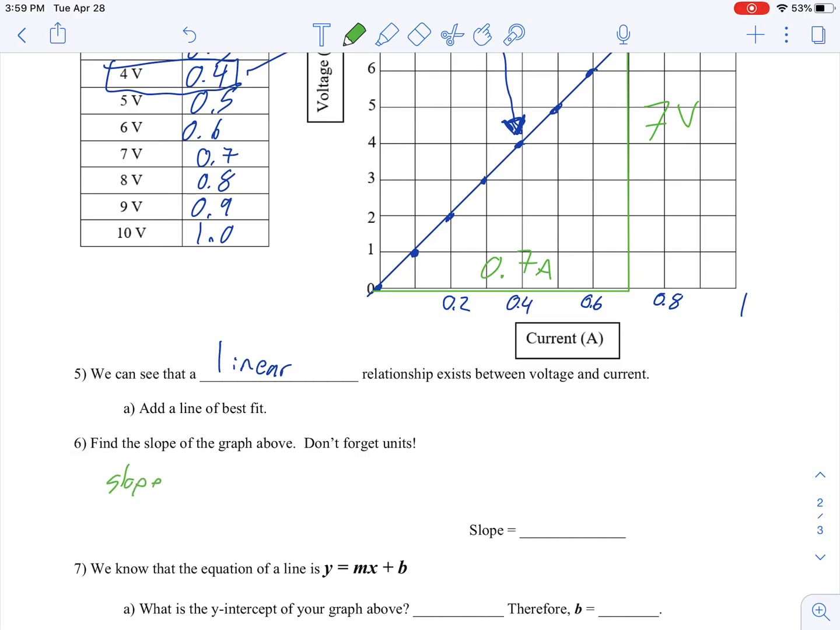So slope equals rise over run. 7 volts over 0.7 amps. So if you throw that in your calculator, make sure you can do that. You should get 10 volts per amp.